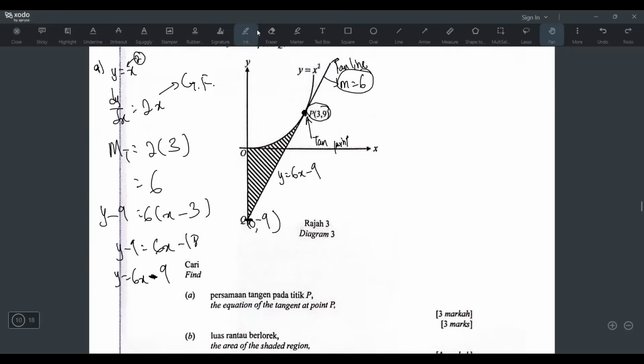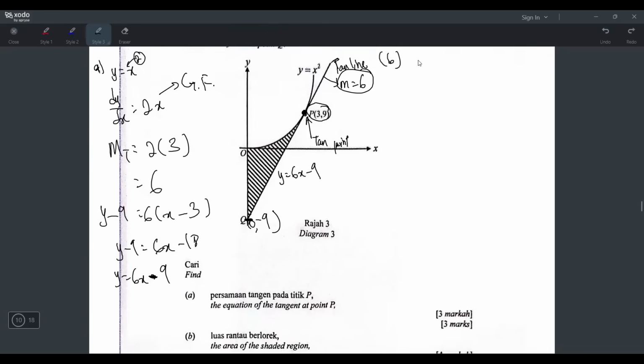Okay, B, they say what? Area of shaded region. So it's good that I find the point Q. It's good that I found the point Q just now, even though the question never asked. But you need the point Q, because when you're finding area of shaded region, if you don't have this point, how can you find the area, right? So definitely you need the negative 9 here.